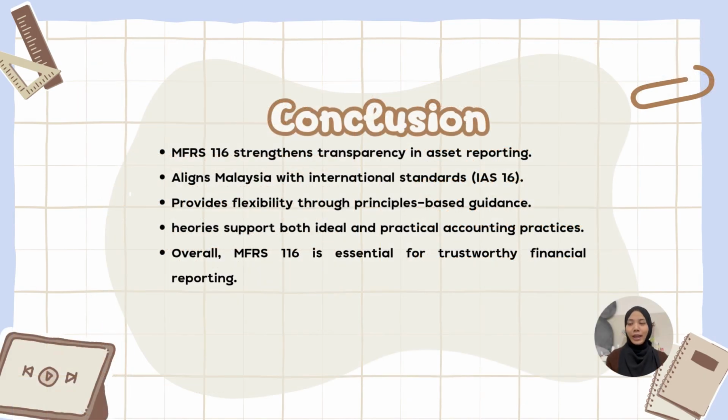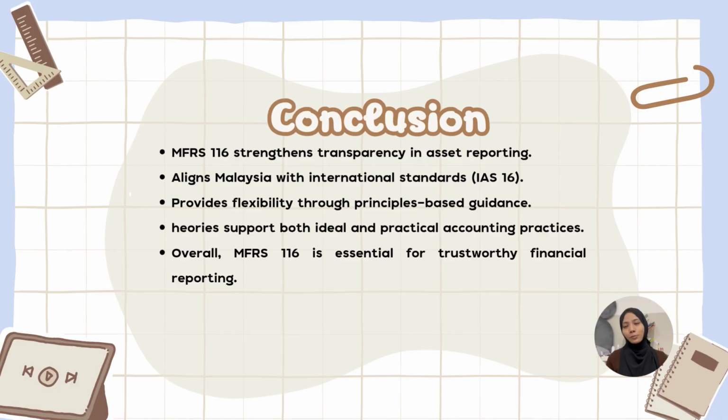In conclusion, MFRS 116 strengthens transparency in asset reporting. So it helps to ensure companies present PPE accurately through proper recognition, measurement and depreciation. Besides, it helps to align Malaysia with international standards. It helps to promote consistency and comparability across organizations globally and improve stakeholder confidence.